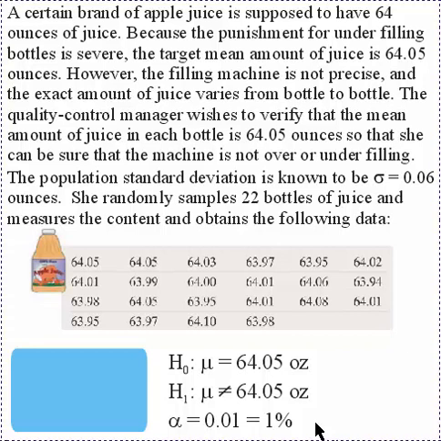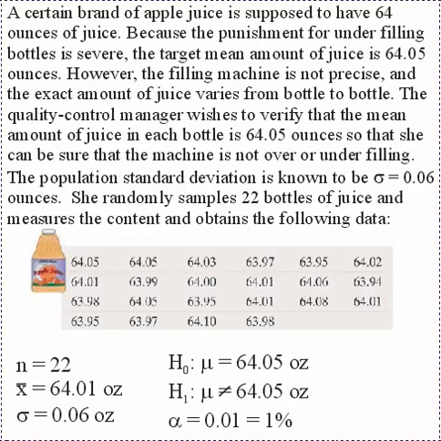A type 2 error is when you go with the null hypothesis and you're wrong. The machine needed to be recalibrated and we missed it. That's not good. From a random sample of 22 bottles, we got a sample mean of 64.01 ounces. Is this significantly different from the 64.05 ounces? Let's find out.